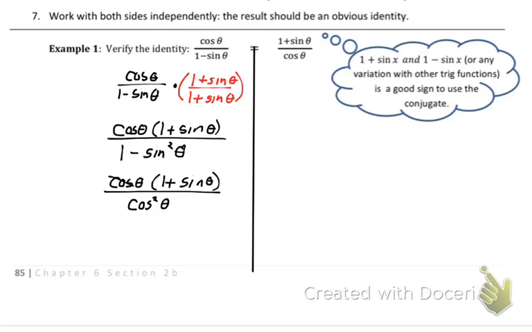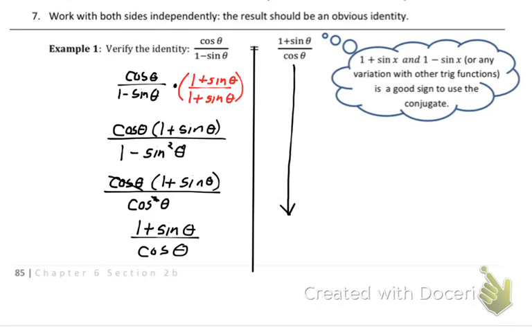All right, well that cosine is going to cancel out, and so that's squared. It's just like if you have x over x squared. So we're left with 1 plus sine theta over cosine theta. Now might be a good time to check out the other side. We're done. That's it. How much time did I spend looking at the other side? 0 time. Not much time.